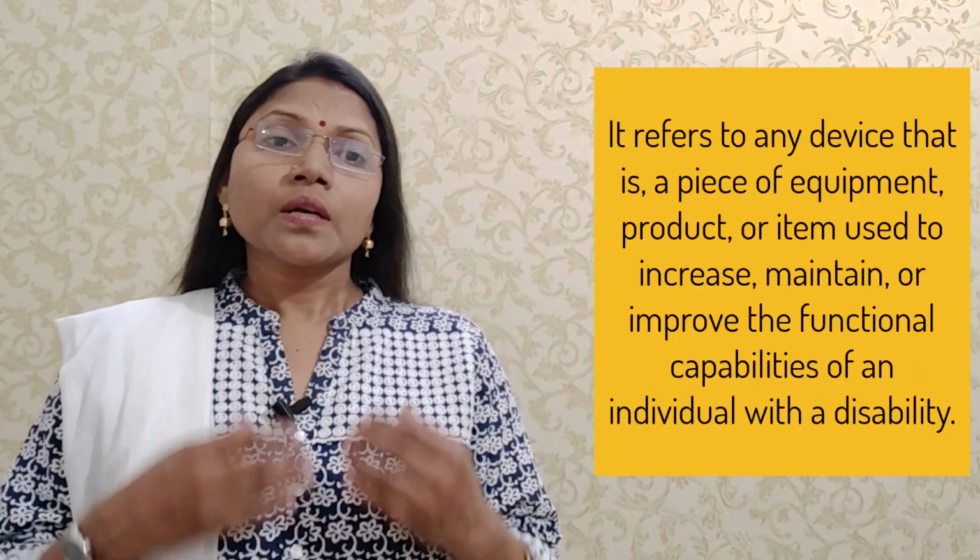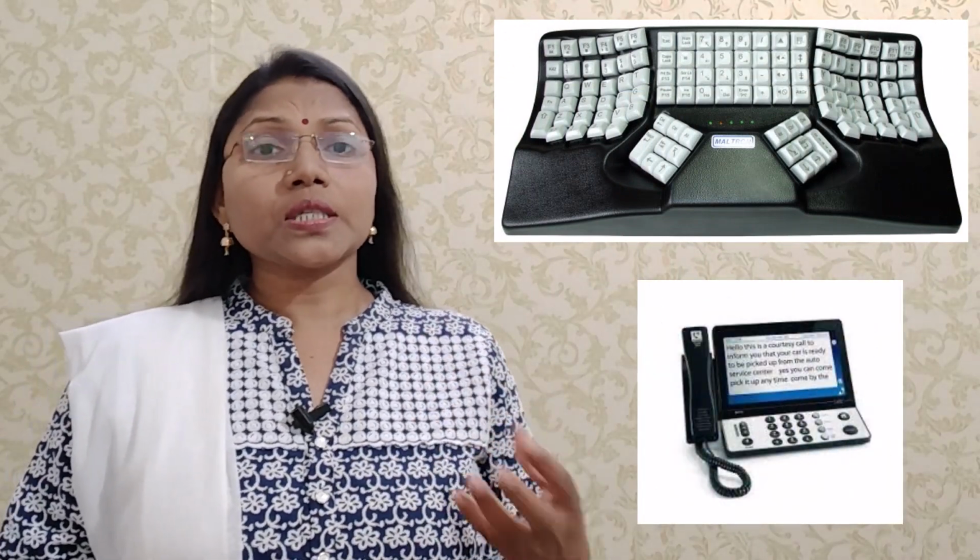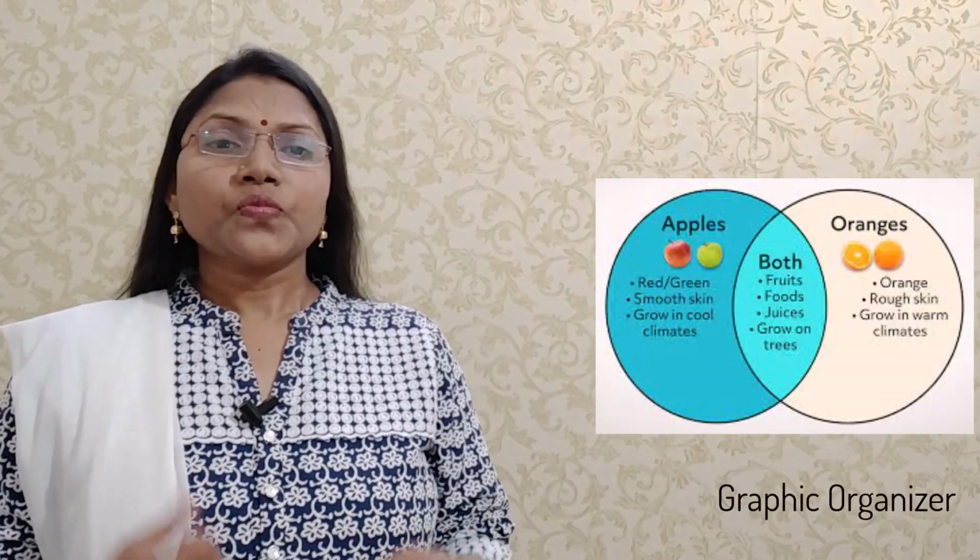So, we can say that assistive technology, which students with disabilities are entitled to use or need, refers to any device, that is a piece of equipment, product, or item, used to increase, maintain, or improve the functional capabilities of an individual with a disability. For example, graphic organizer, visual schedules, adapted eraser, highlighter, screen magnifier, audiobook, scooter, wheelchair, computer, electronic tablet, etc.